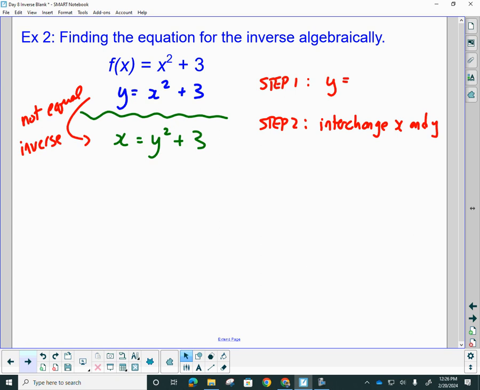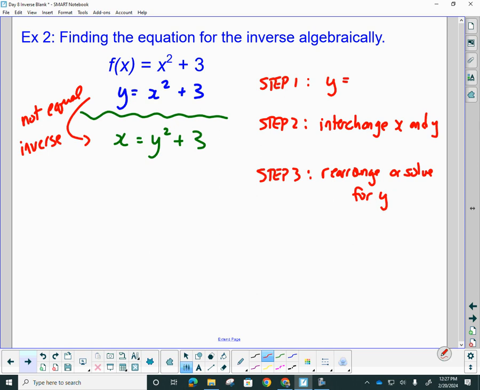So step 3 is to rearrange or solve for y. So I want to take this green inverse and rearrange it so it's y equals whatever that function is, which means I need the y to be by itself. So if I've got y squared here, I have to deal with this plus 3. I need to get rid of it so that the y is by itself. So I'm going to subtract 3 from both sides, or take it to the other side, however your teacher would explain it. But this becomes x minus 3 equals y squared.